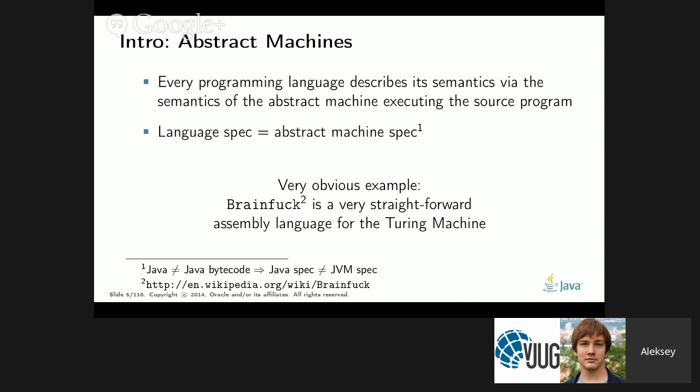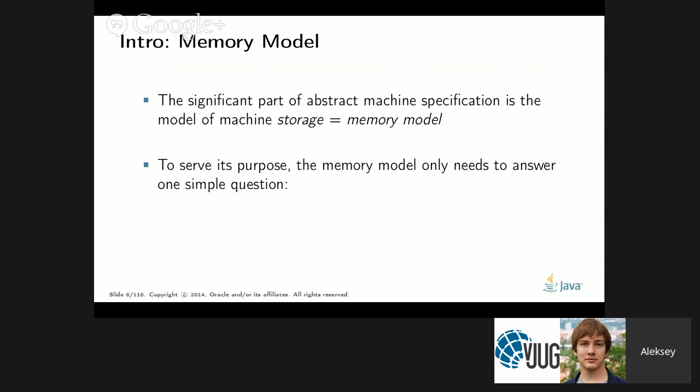A very trivial example is the esoteric language brainfuck, which lives up to its name. You will realize that you are actually looking at the assembly language for the Turing machine, and the description of brainfuck is literally the description of the Turing machine. So when you are describing the language spec, you are describing the abstract machine spec. And if your abstract machine has state or memory, the significant part of that specification is the model of how the machine's storage operates, and that is the memory model.